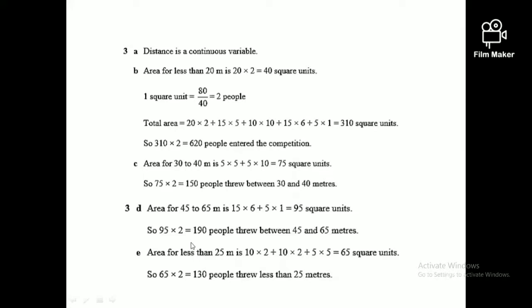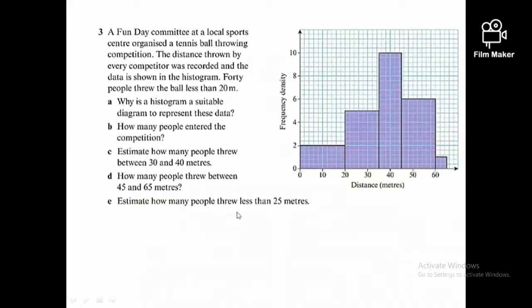Right? Okay. Then let's come to part E. Estimate how many people threw less than 25 meters. Less than 25 is which area? From here to, sorry, this is 30, somewhere here. Here to here, the total area enclosed by this bit. Less than 25, that bit, over here to here.